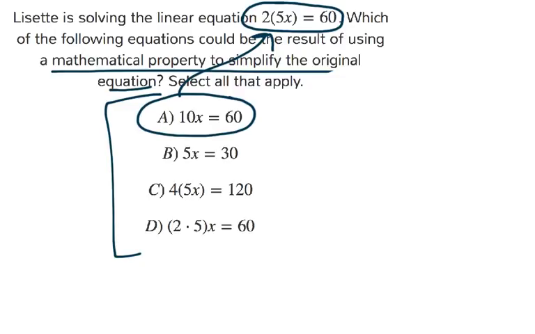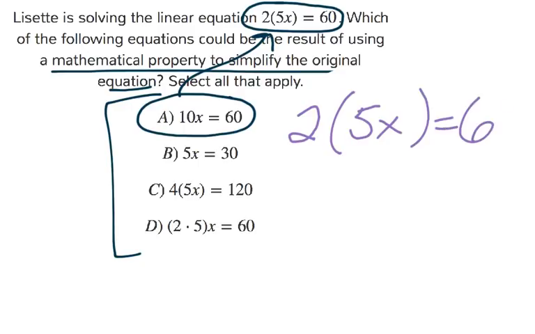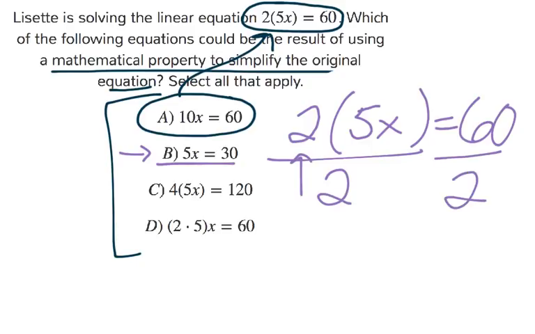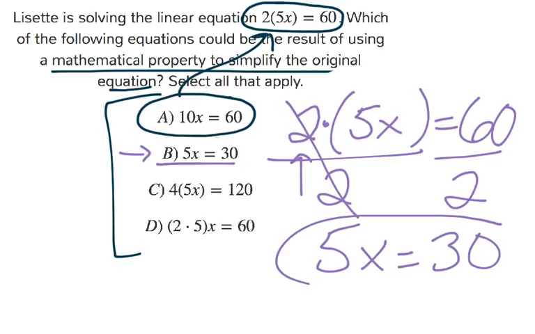Next, let's look at B. 5x equals 30. All right. Well, if we took the original, 2 times 5x equals 60, could we somehow do something to both sides of the equation to get 5x equals 30? Well, you can see here, I have a 2, and in this B answer, I don't have a 2 anymore. So maybe they divided 2 on both sides. Let's see what happens. Multiplying by 2 on top and then dividing by 2 on the bottom, they cancel out. So I end up with 5x on the left, and then 60 divided by 2 is just 30. So this is a valid simplified version of the same equation.